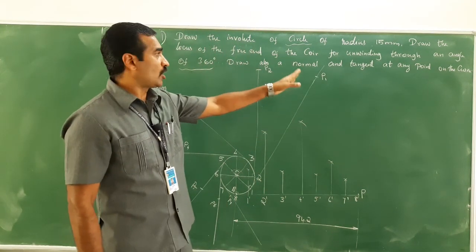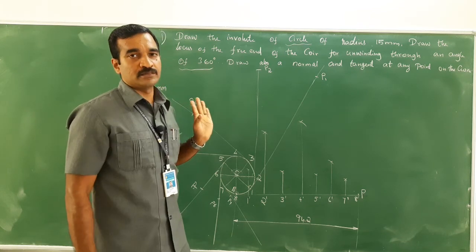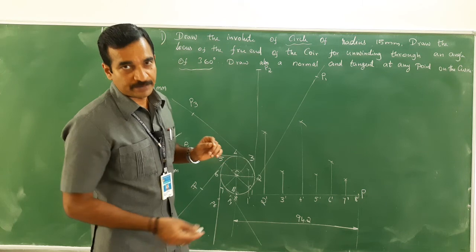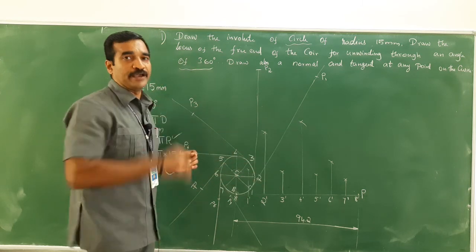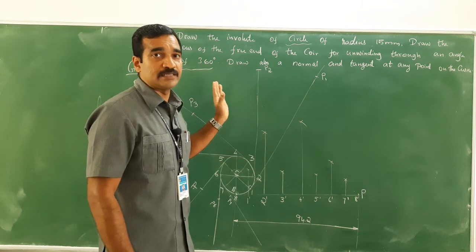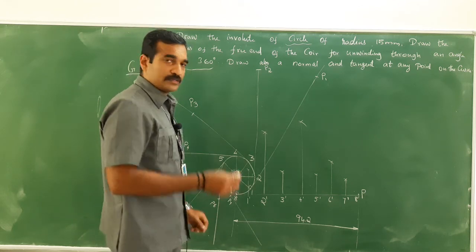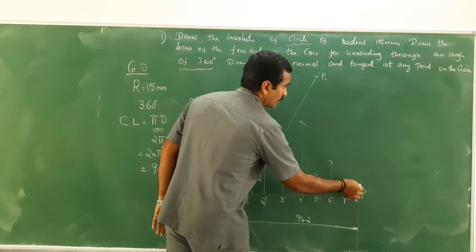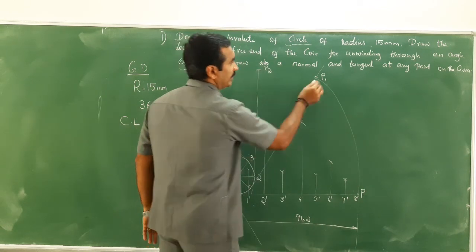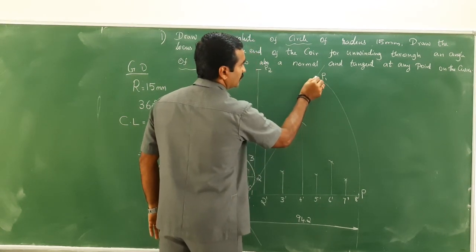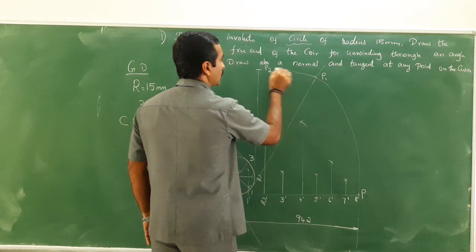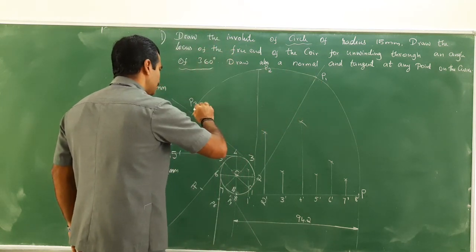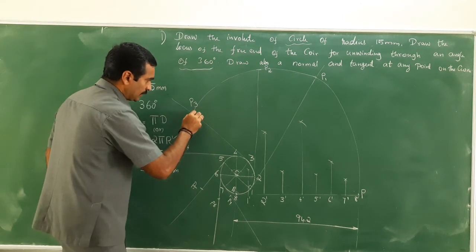What did I do? I plotted all the points on the space. Now I am going to draw the profile of this particular involute of the circle. Now with free hand, connect all the points, passing through the points which have been traced out.